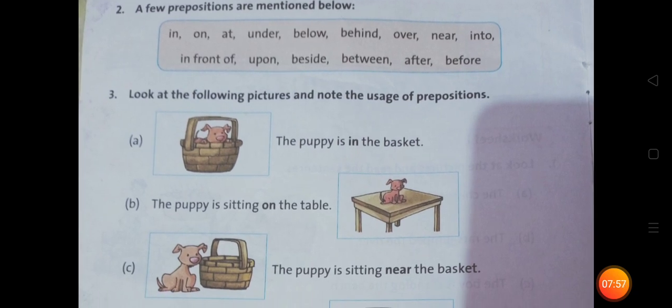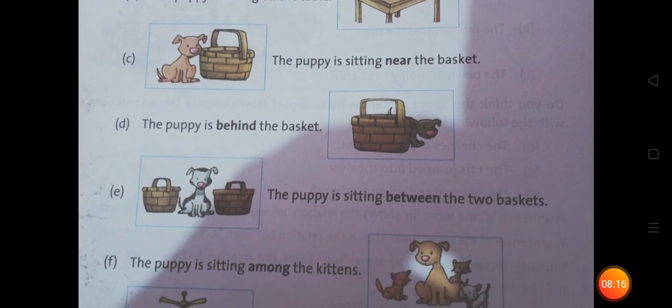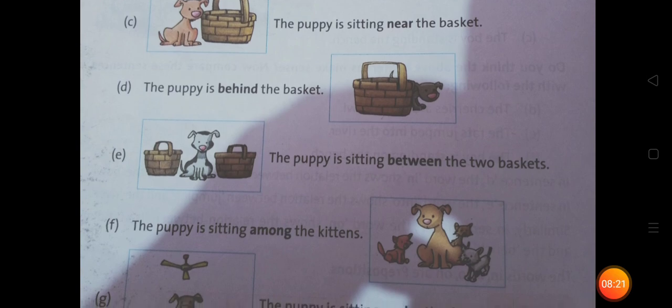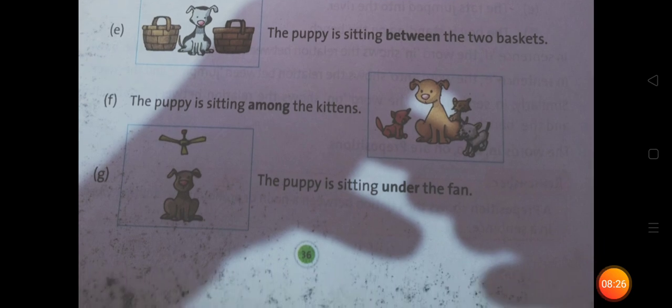Look at the following pictures and note the usage of prepositions. Number A. The puppy is in the basket. The puppy is on the table. The puppy is sitting near the basket. Number D. The puppy is behind the basket. Number E. The puppy is sitting between the two baskets. The puppy is sitting among the kittens. Among is used where more than two things. The puppy is sitting under the fan.